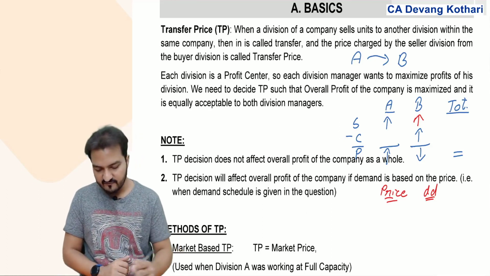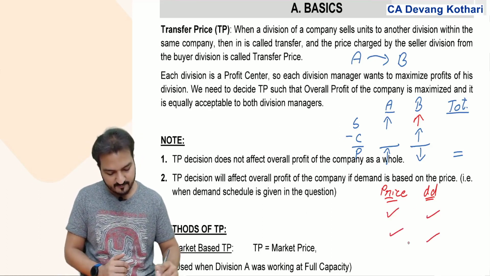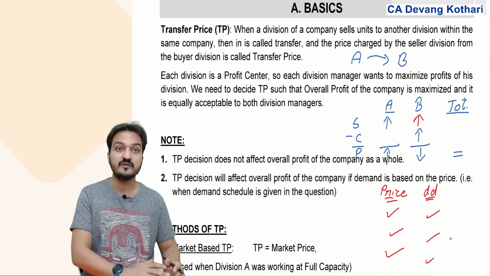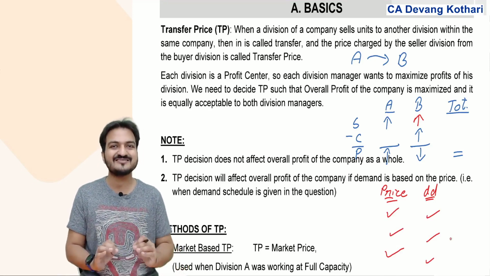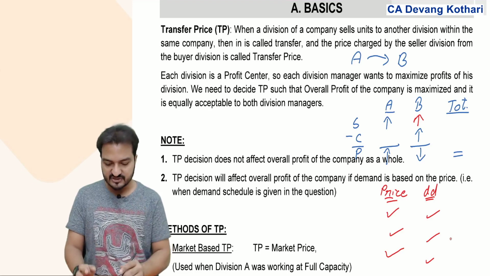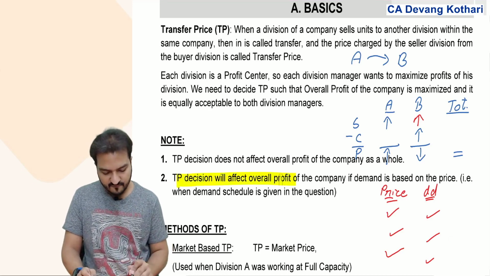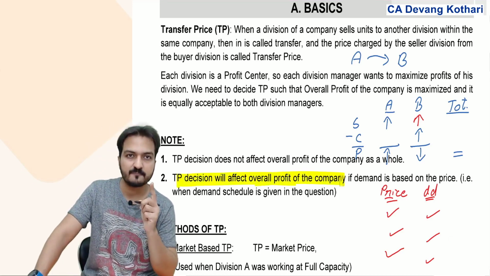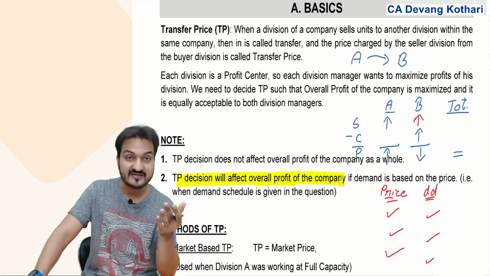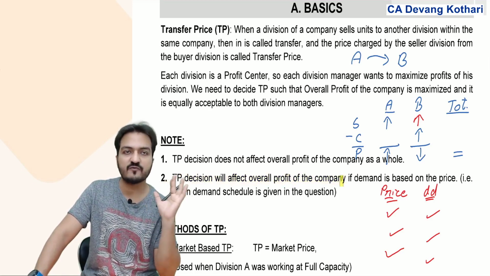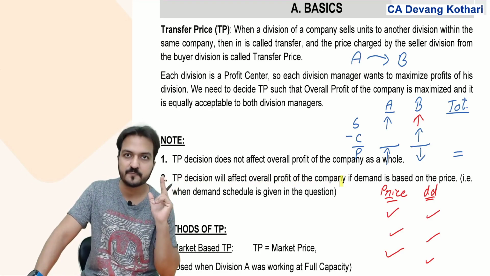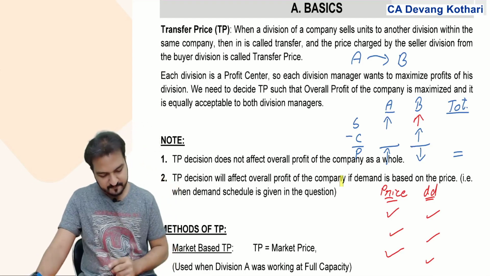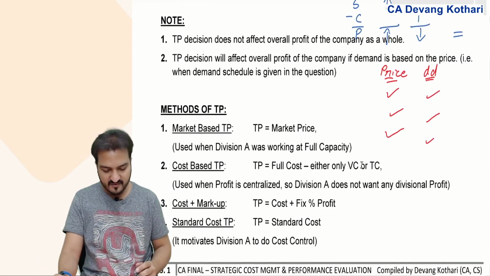So if you are given one such table where price and demand are given like this, then for such questions you understand that a transfer pricing decision will affect the overall profit of the company. Is that very clear? Otherwise, the transfer pricing decision does not affect the overall profit of the company. Clear? Yes? Okay.